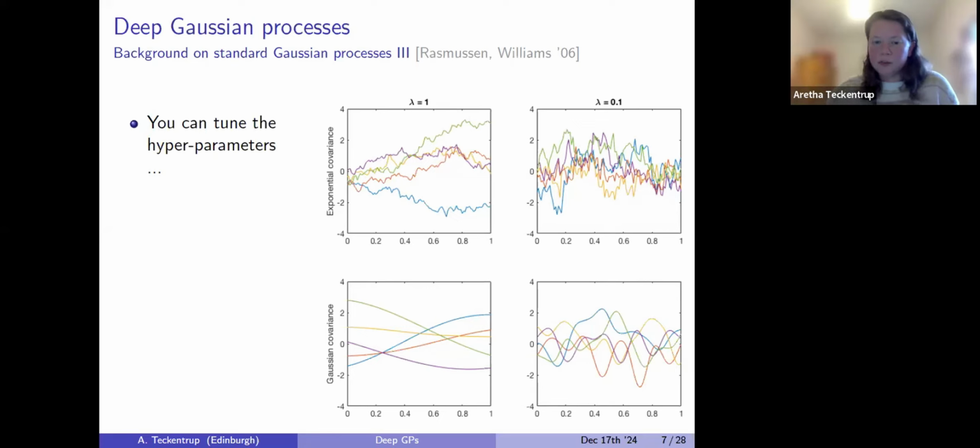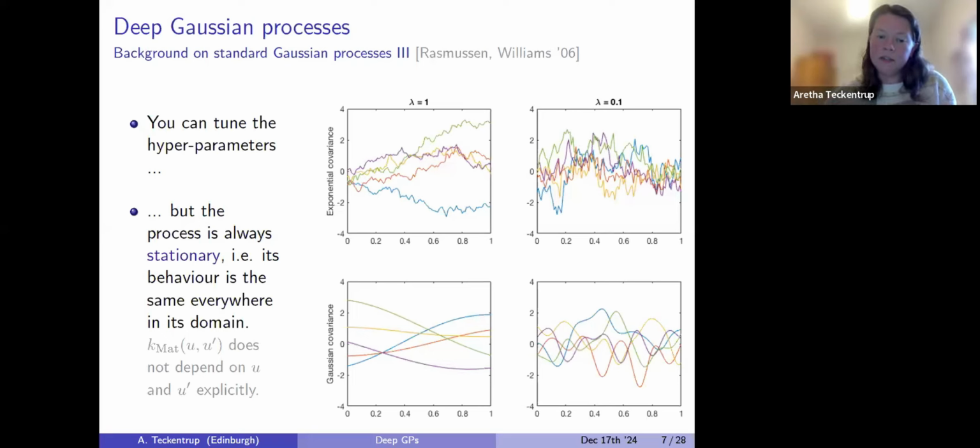So this is one reason why this family of Matern covariances is so popular. It is a parametric family, and by tuning the hyperparameters, you can get very different behaviors, and you can model very many different types of phenomena.